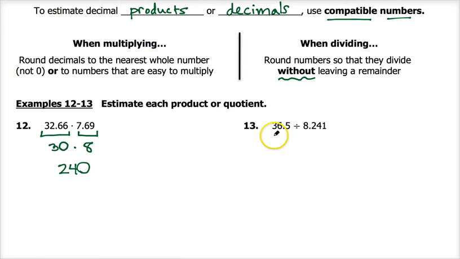Okay, number 13, 36.5. Well, 36.5 rounds up to 37, but 37 is actually a prime number, meaning it's not divisible by anything else, so I might actually just round this down to 36, which is composite. 8.241, even though it doesn't round up to 9, it's close to 9. Okay, so I could actually make this a 9, and we know what 36 divided by 9 is. 36 divided by 9 is 4. So we could say that for 13, the answer is approximately 4, and for number 12, the answer is approximately 240.